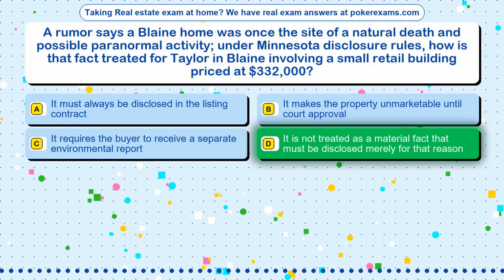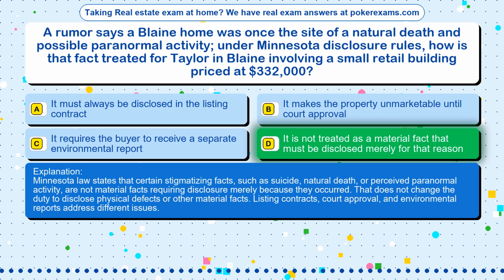The correct answer is option D. It is not treated as a material fact that must be disclosed merely for that reason. Minnesota law states that certain stigmatizing facts, such as suicide, natural death, or perceived paranormal activity, are not material facts requiring disclosure merely because they occurred. That does not change the duty to disclose physical defects or other material facts. Listing contracts, court approval, and environmental reports address different issues.